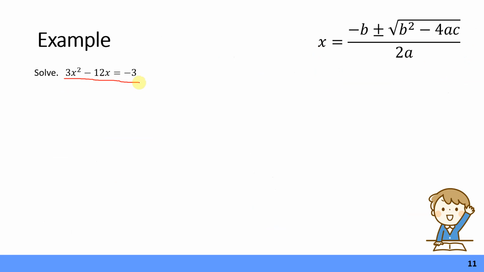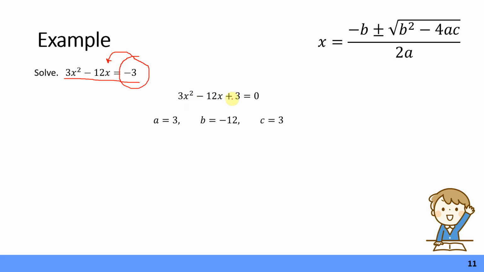But again, the quadratic formula is always going to work. So if you just want to go straight to it, go for it. First thing you should notice is that this equation is not equal to zero. So move the negative 3 to the other side, and it's going to become positive 3, and we're going to be left with a 0.